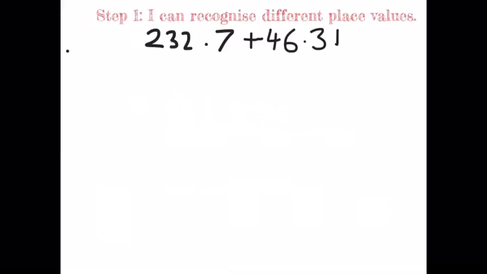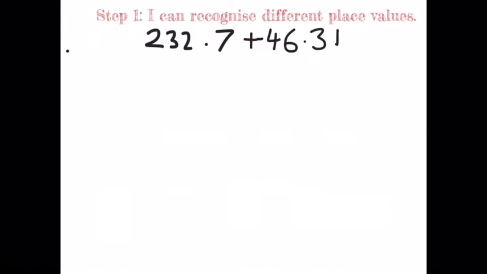Step 1. I can recognize different place values. So here we've got an addition problem, 232.7 add 46.31. Now, it's very important before you do this step that you understand and recognize all the different place values that you might have using numbers.